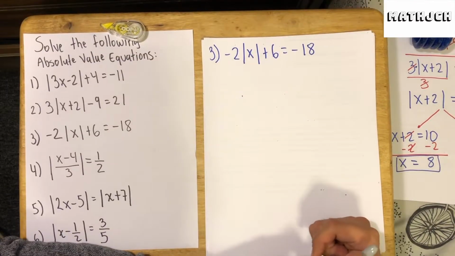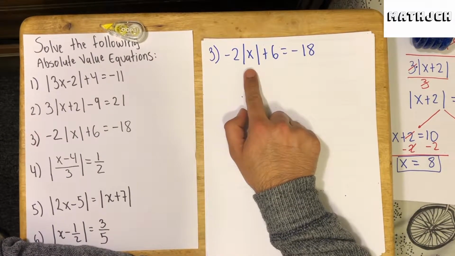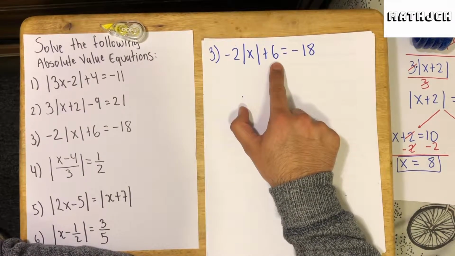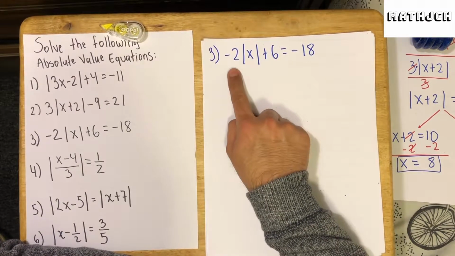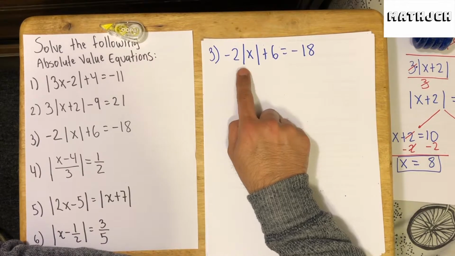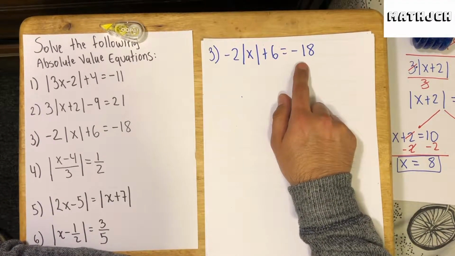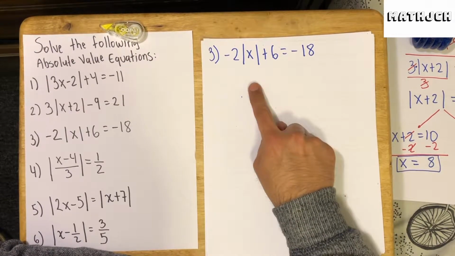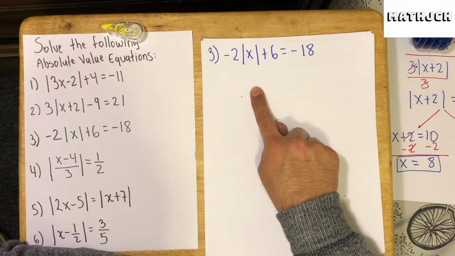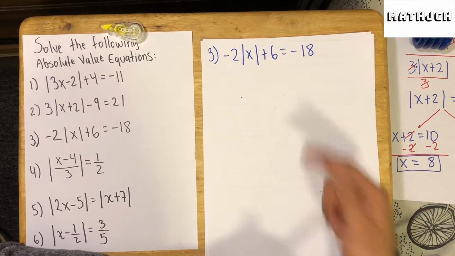For our next problem, we have negative 2 multiplied by absolute value of x plus 6. Notice, plus 6 is outside of the absolute value, as well as negative 2 that is multiplying that absolute value, equals negative 18. Notice that we have a negative here. But let's see first, when we solve for the absolute value, if we end up with a negative number like in the first problem. Let's solve for absolute value.